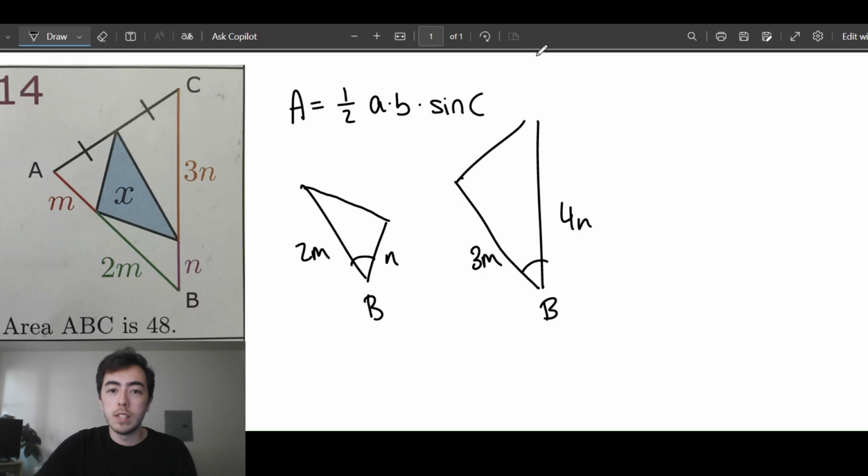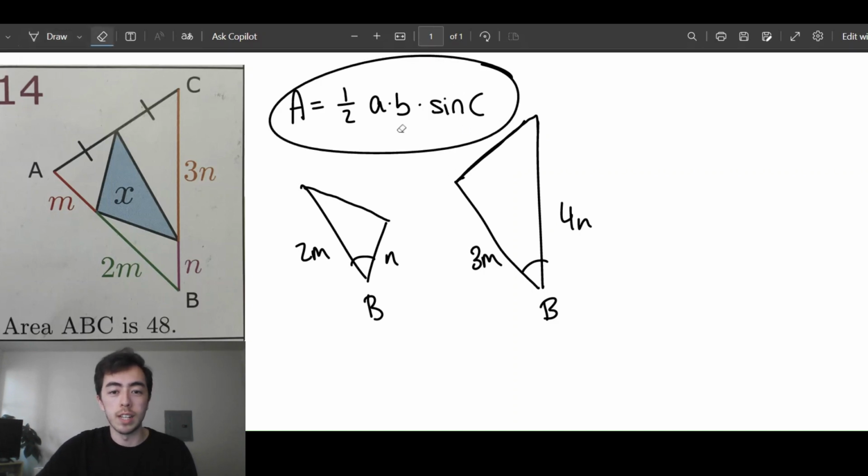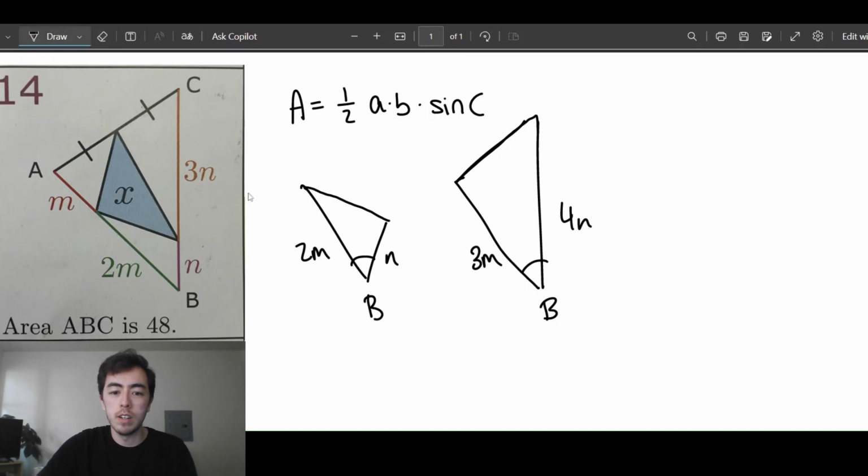And I want to find the ratio of the area of these triangles. We can use the sine area formula to get some expression of the area. Down here, I would do 1/2 times 2m times n times sine B. That's for the small triangle.